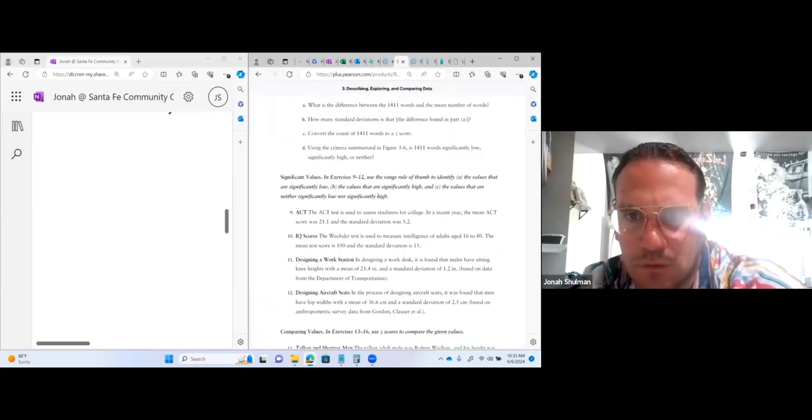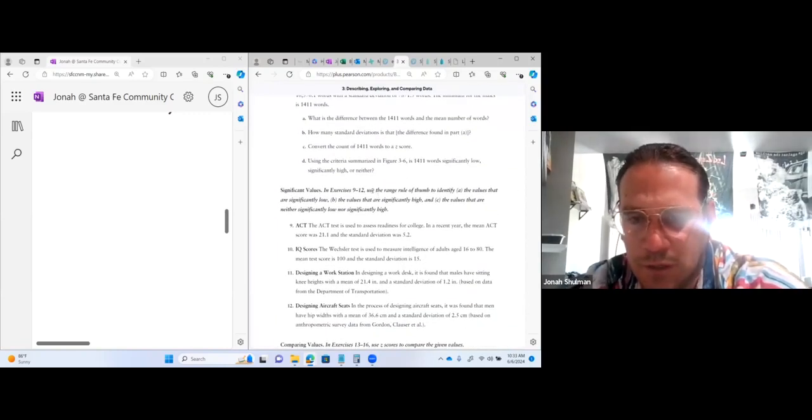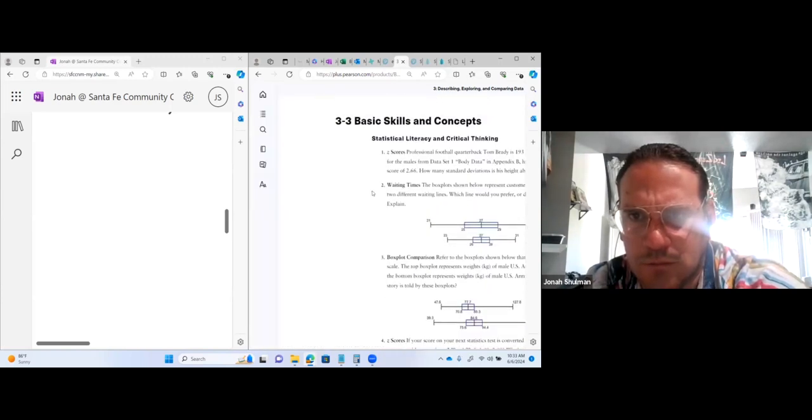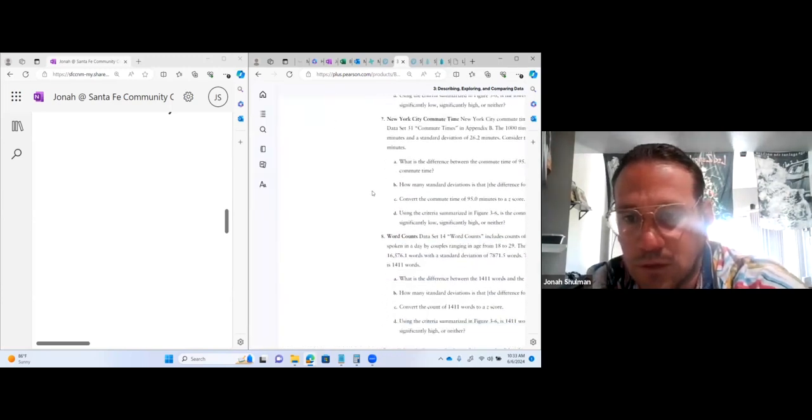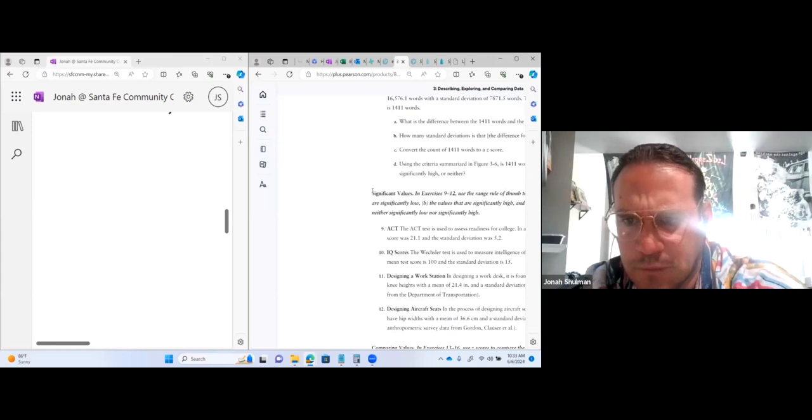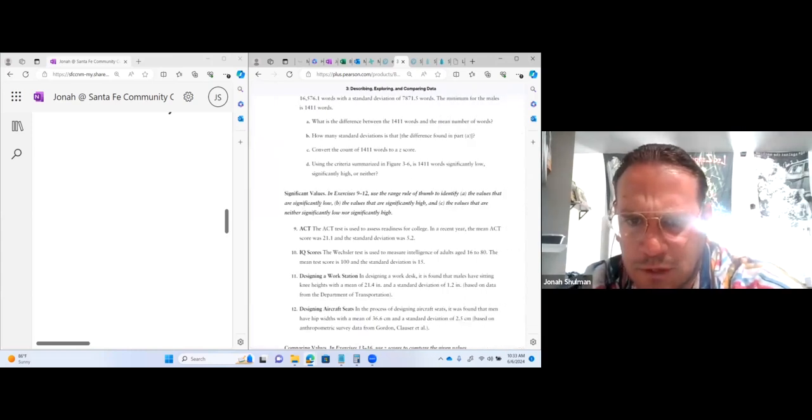Let's look at 10. Here's 10. Use the range rule of thumb. Ugh, annoying. Wait, am I on the right thing? No, I am on the right thing. Okay, I thought we did this already with the range rule of thumb. Use the range rule of thumb, identify values that are significantly low, values that are significantly high, and the values that are neither significantly low or significantly high.